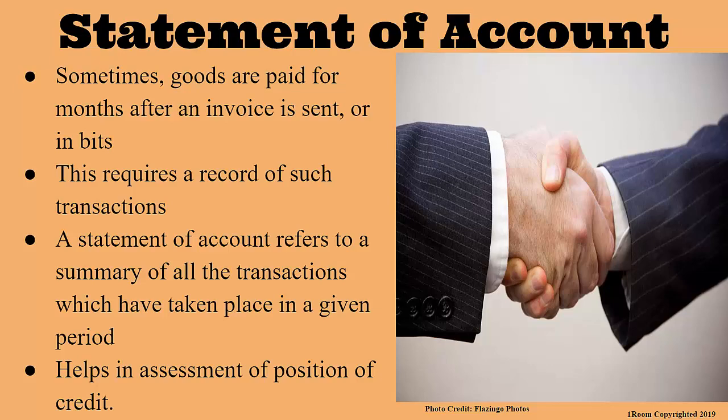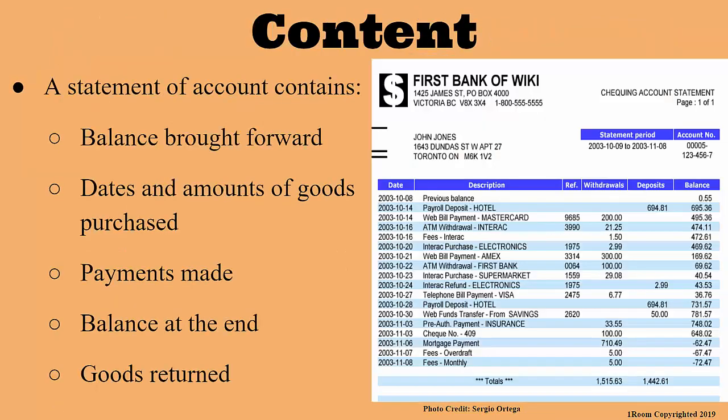So, what does a statement of account look like? Well, it contains the balance brought forward, which is the previous balance the buyer owed to the seller and is now being carried forward to the next billing period. I got it. Then we have the dates of the transactions and the amounts of the goods purchased. The next column will record any payment already made, and finally the balance at the end. It also contains any goods returned.